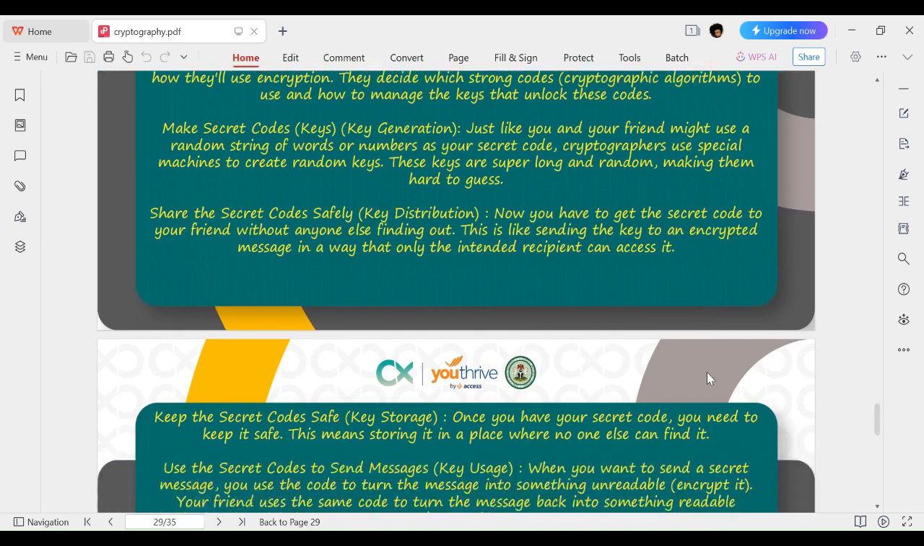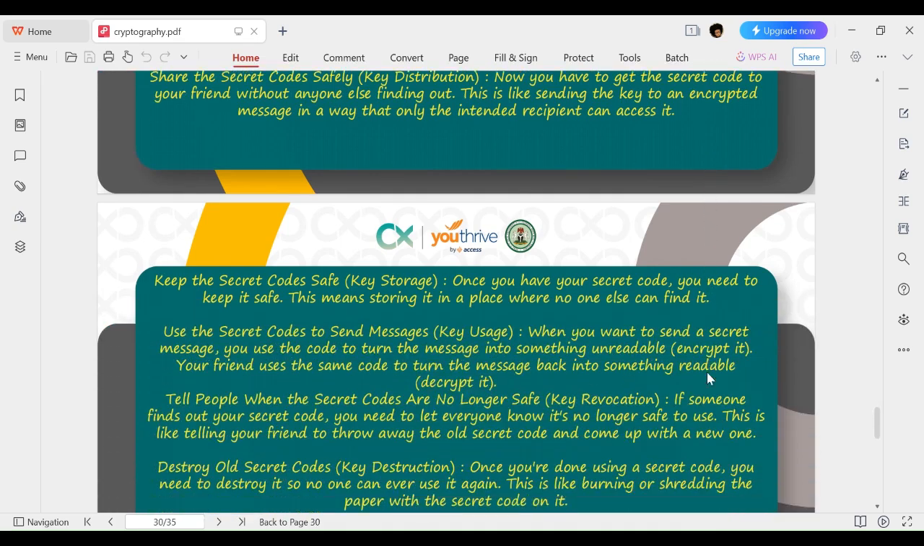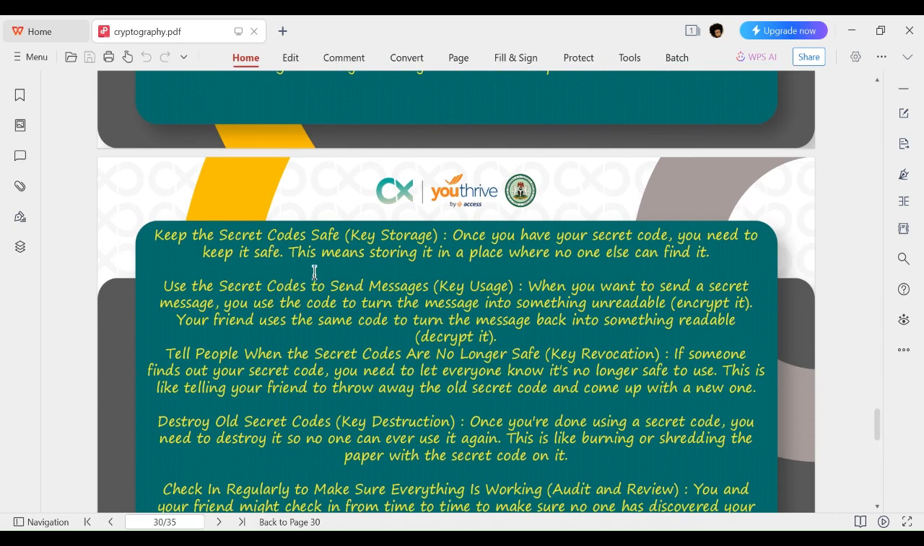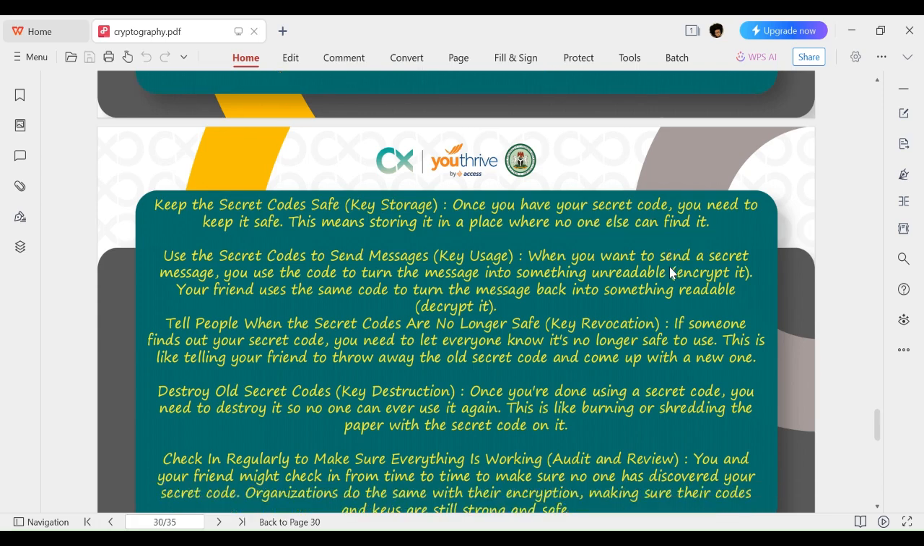So the next cryptographic life cycle stage is key storage, where you keep the secret code safe. Once you have your secret codes, you need to save them and keep them safe. This means storing them in a place where no one else can find them.